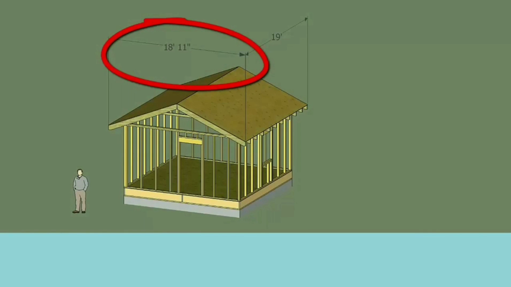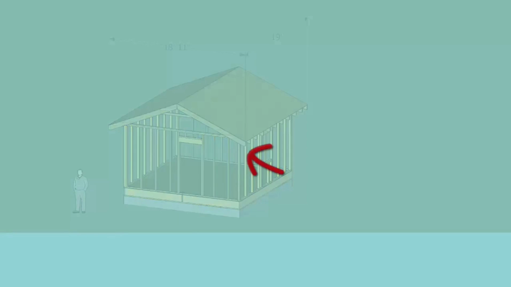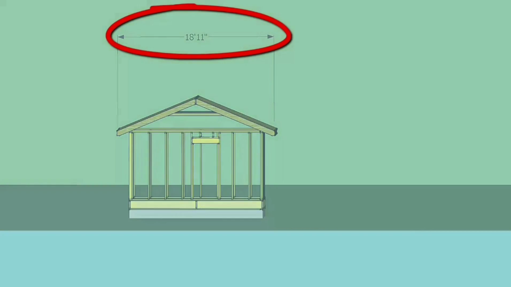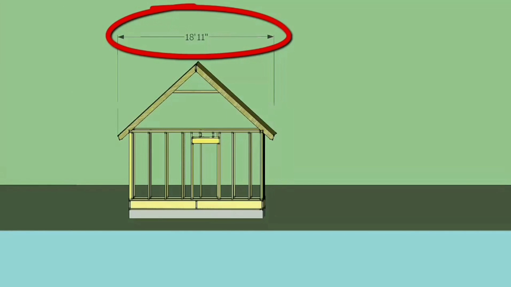Measuring tributary width. Tributary width is the horizontal measure between support points. This means that the width measured is the same whether it's flat like a floor or sloped like a roof, and the slope can be a little or a lot. The tributary width stays the same.